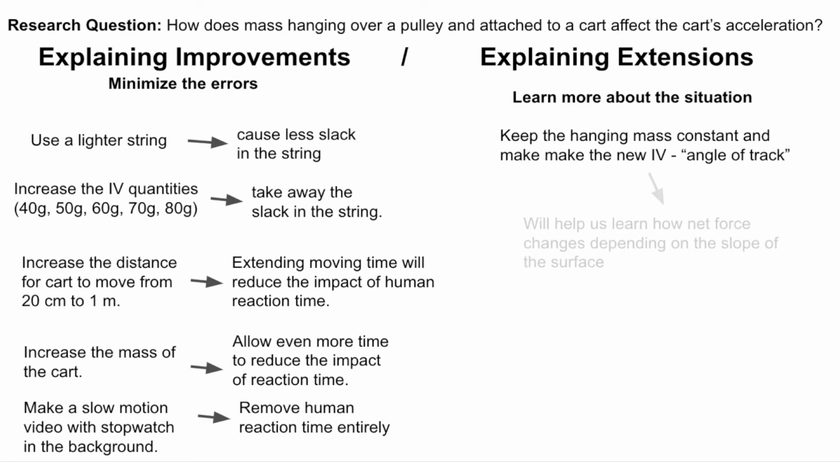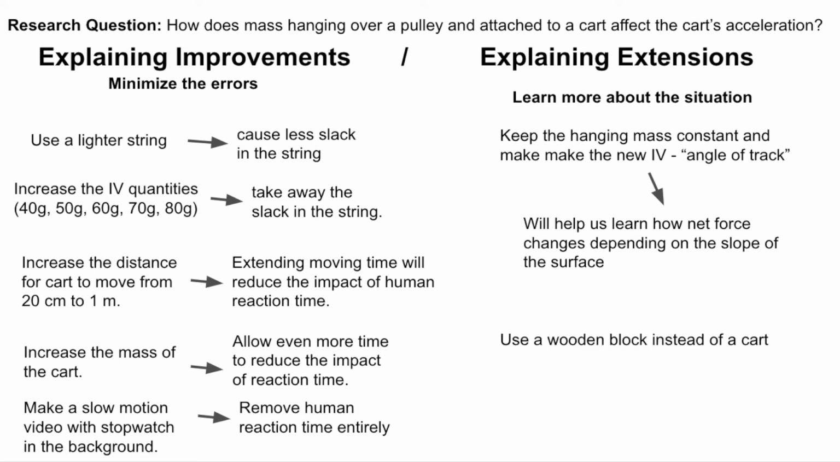And this would be useful, and it would help us learn more, because in our experiment, I think we can be pretty confident that increasing the hanging mass was increasing the net force and hence increasing the acceleration of the cart. So if we were changing the angle of the track, that will help us understand better how the net force changes depending on the slope of the surface that something is resting on.